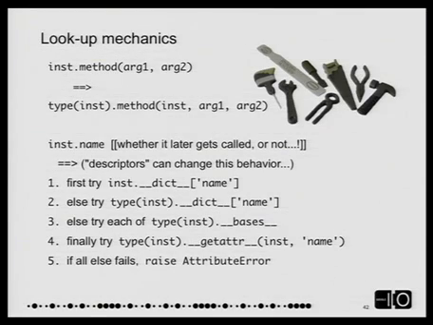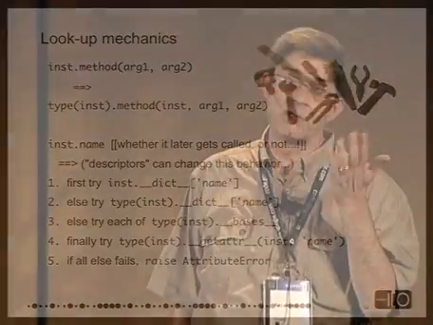More generally, whenever you do inst.name, whether you are about to call it or not doesn't matter. There's a single namespace for executable and non-executable attributes. First of all, the string name is looked up as a possible key into a dictionary which belongs to the instance. Just about every object owns a dictionary with a special name, dunder dict, which is basically where all of its attributes are organized.